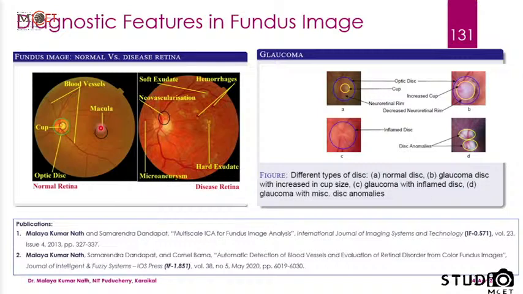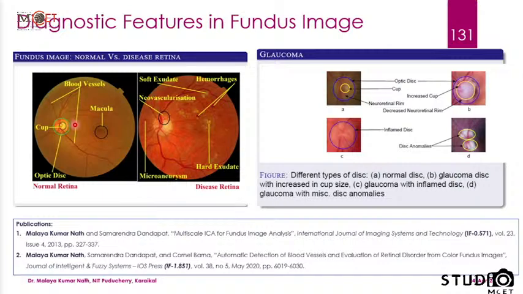During glaucoma, what will happen? The cup-to-disc region gradually increases. Imagine this is my eyeball. Due to an increase in intraocular pressure, this region will go inside. So the cup region will increase, but the disc remains the same. So the cup-to-disc ratio increases because the cup area increases.